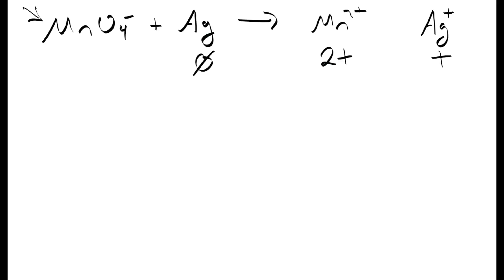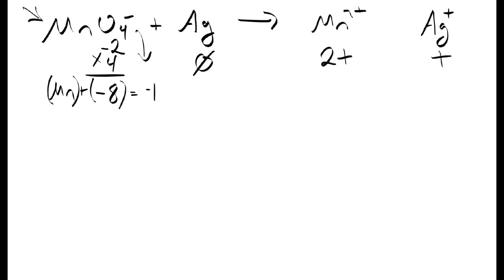Now, oxygen is almost always -2. There are 4 of them, giving us -8. So we have our manganese atom, with whatever its oxidation number is, plus the -8 from oxygen equals the charge on the species as a whole, -1. We add 8 to both sides, excuse me. The oxidation number on manganese is +7.